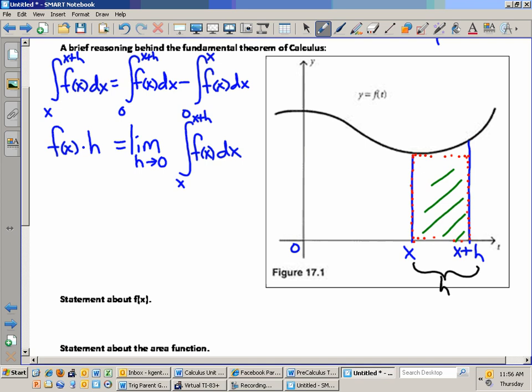If I take the limit as h approaches 0 for both of them, this isn't technically correct the way I have it written. That limit would have to go on both sides. As h approaches 0, I would definitely come up with a better approximation.